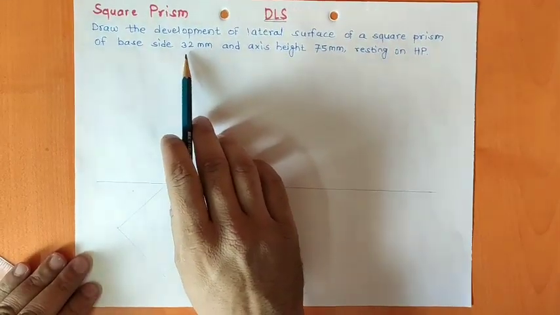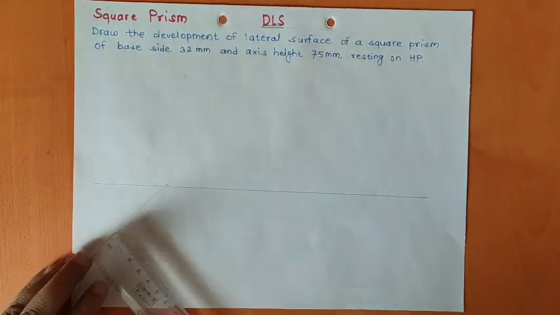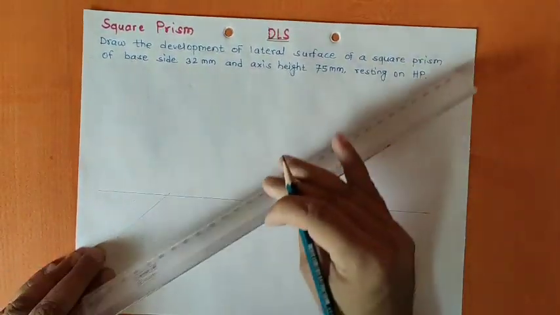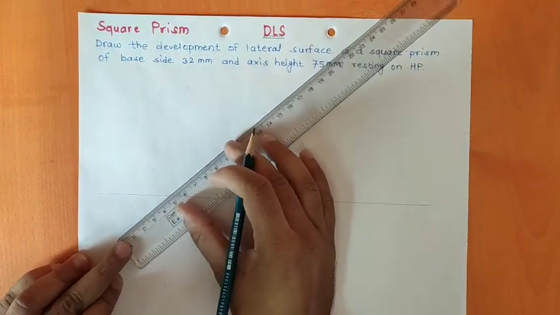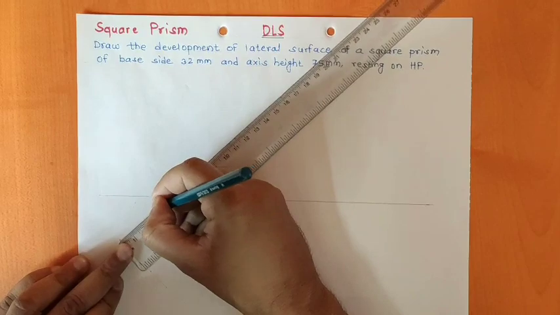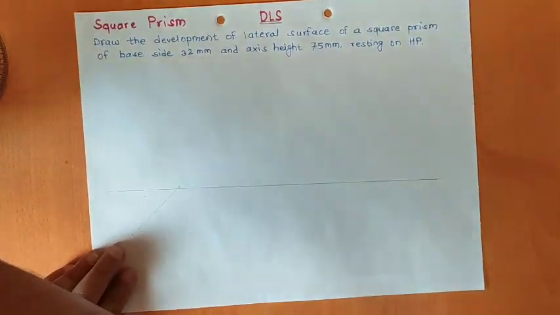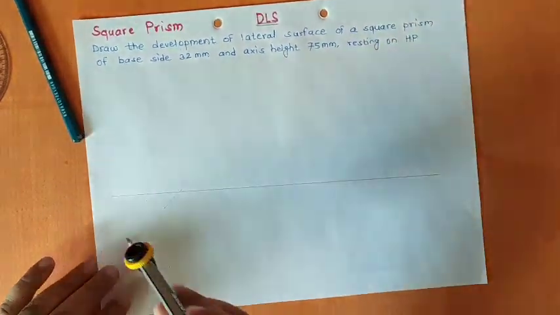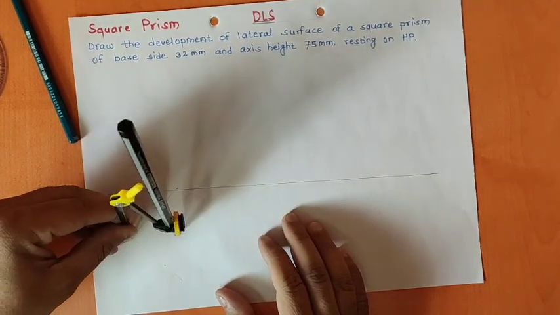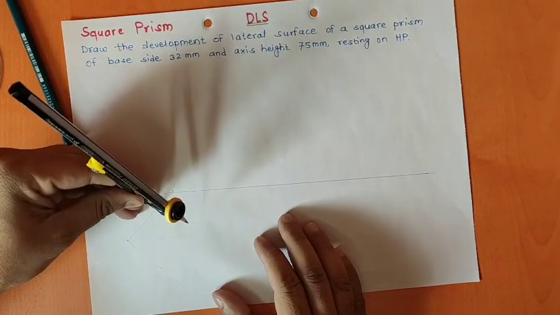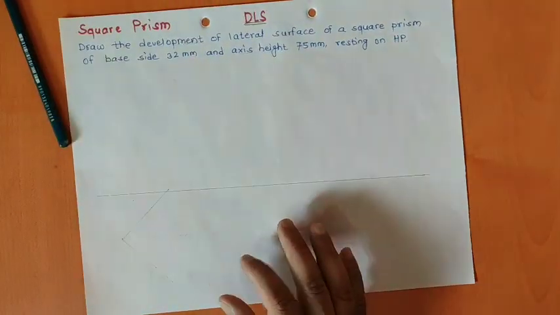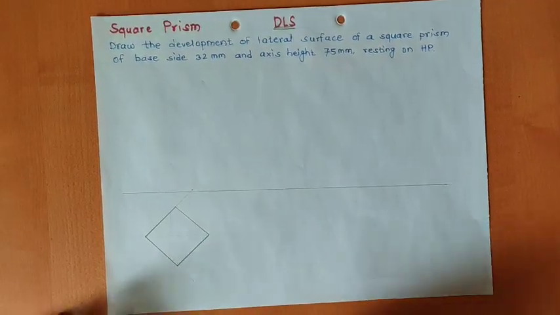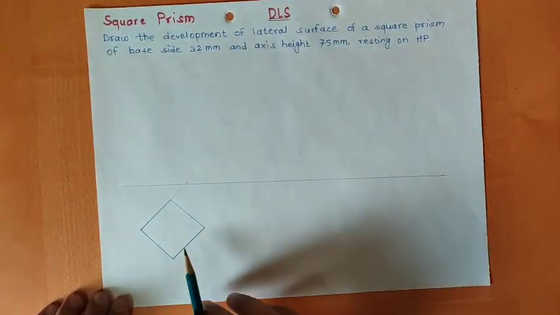So how much is the side of base? 32 mm. So with the help of a scale, 32 mm here and 32 mm on this side. We'll mark the distance. Once you do that, you can directly use your compass. You'll take this distance in the compass and you can cut this horizontal line from this point, so you'll get your fourth point of the square and you'll be completing this square. So as you can see, joining all the 4 points, I have drawn this square.